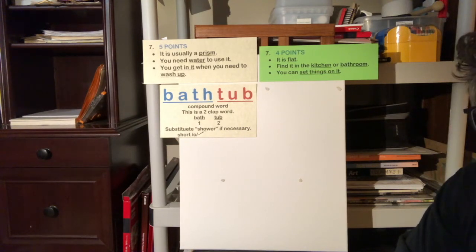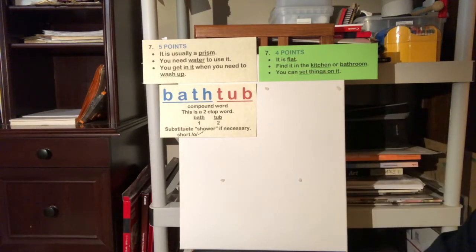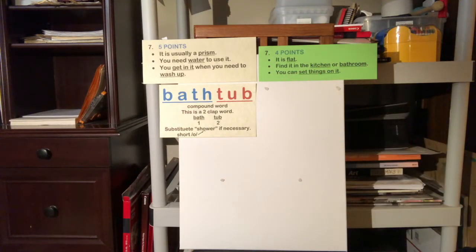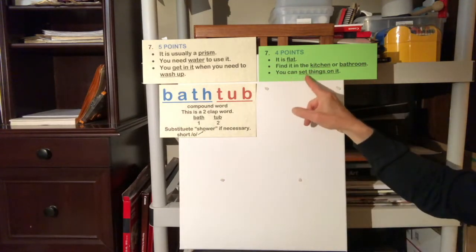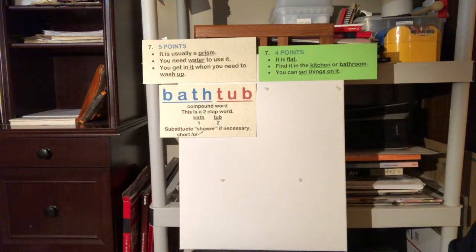And first graders, we're going to do your last clue and your last word. For 4 points, it is flat. Find it in the kitchen or the bathroom. You can set things on it. I bet you're all thinking, I know what it is. I know what it is.